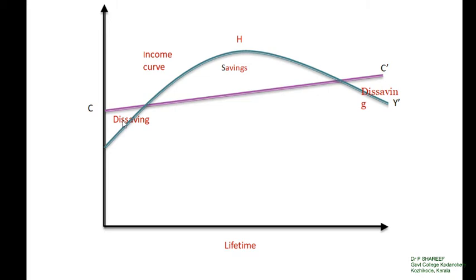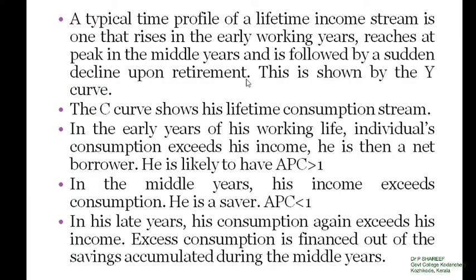People dissave, or people meet the consumption by utilizing past saving also. Now during the middle period, the income is higher than the consumption, or people can save during the middle period. Thus APC is less than 1 during the middle years of working time.